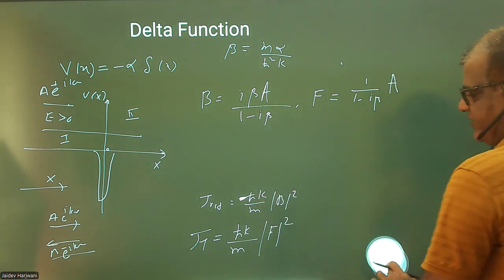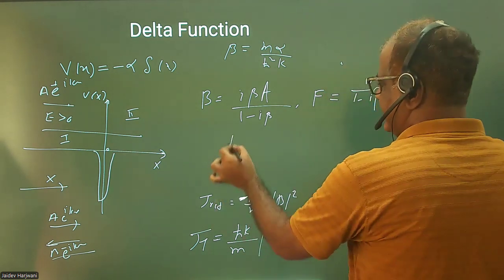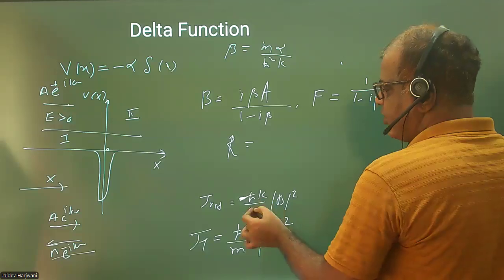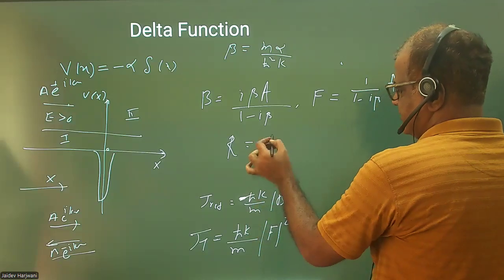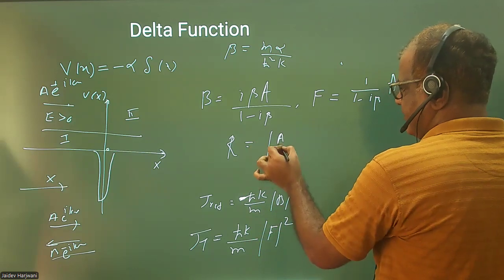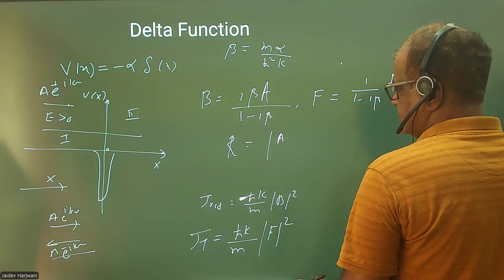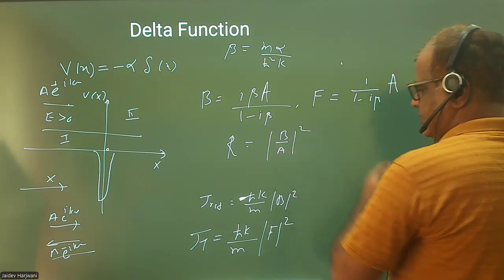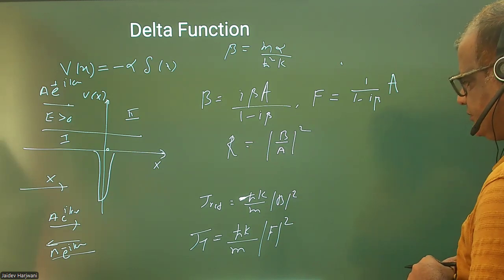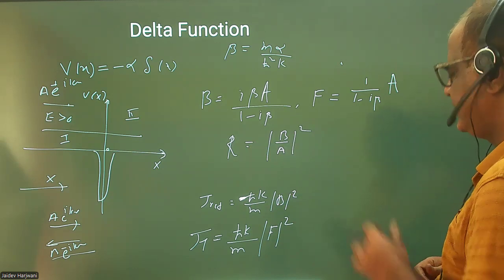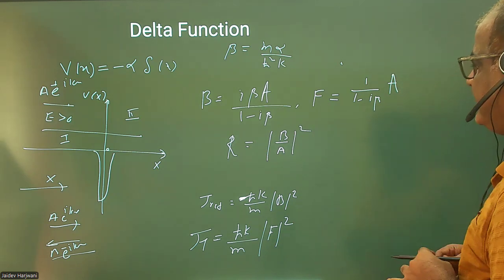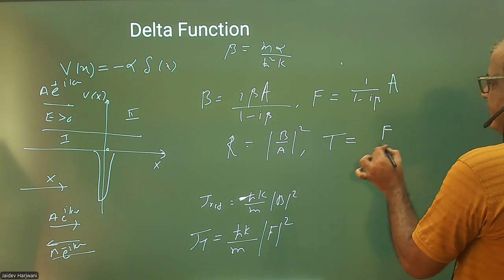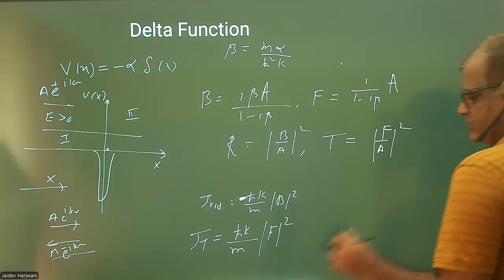Now let us calculate the reflection constant. So reflection will be j reflected upon j incident, mod. To take the mod, this will come out as b upon a, mod square. The h cut k over m cancels, and when we take mod, the minus sign will also cancel. So we have only this one, and the transmission coefficient will be f upon a, mod square.